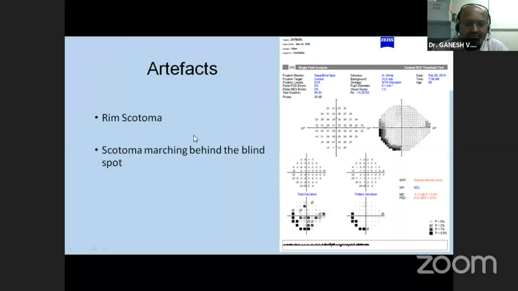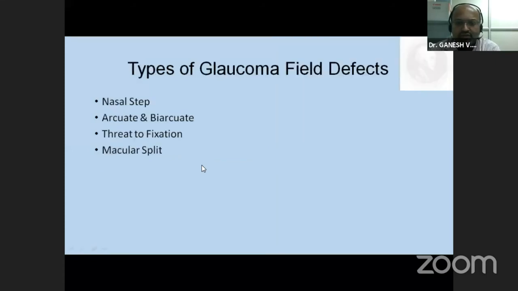Artifacts are important. You can get rim scotomas, so you find that the scotoma is marching behind the blind spot. Then you have artifacts related to ptosis and media opacity and the lens, which you keep, it should be clean. All those things can also induce artifacts.